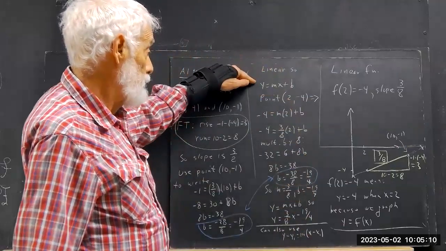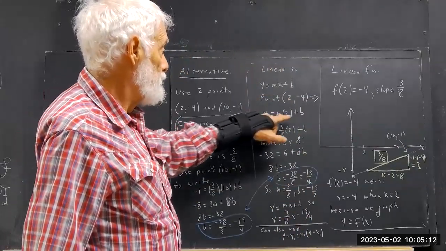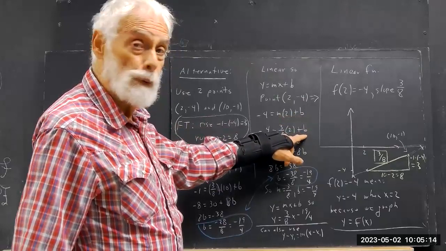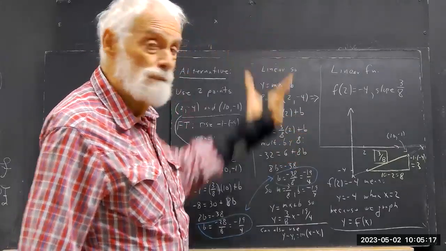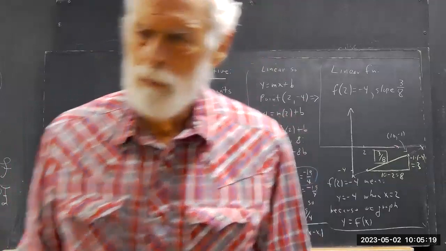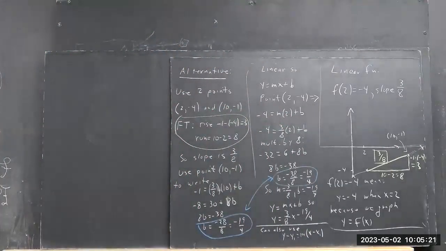Or you can just say, okay, it's linear, so we have this. We just substitute what we know, and we end up with an equation for b. We already know m. We'll go on. You want to try to understand as much of that as possible because it's really fundamental.